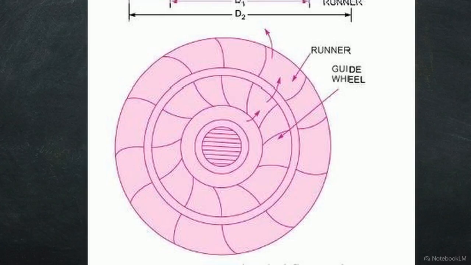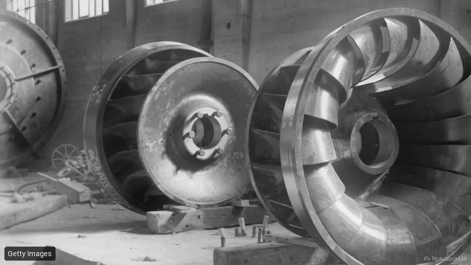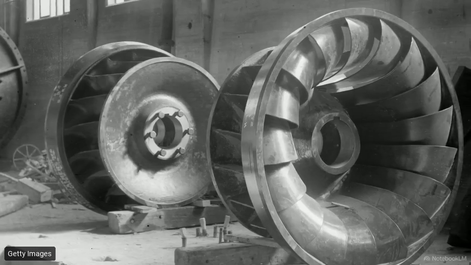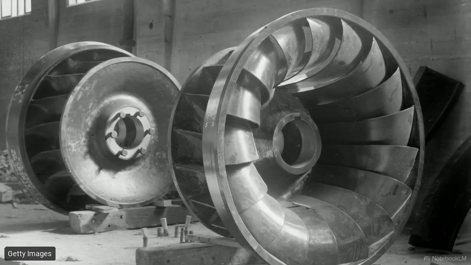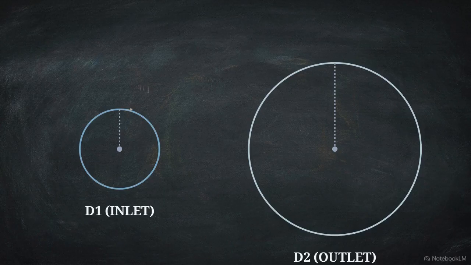Look at the flow path in this diagram one last time. The water starts in the center and moves radially outward. Accurate mathematical modeling always requires verifying the physical reality of the machine. For outward flow turbines, the inlet is small, the outlet is large, and your vectors must scale accordingly.